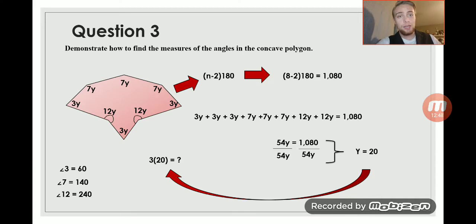And this can be made slightly easier if you remember the difference between obtuse and acute angles. Acute are less than 90 degrees.